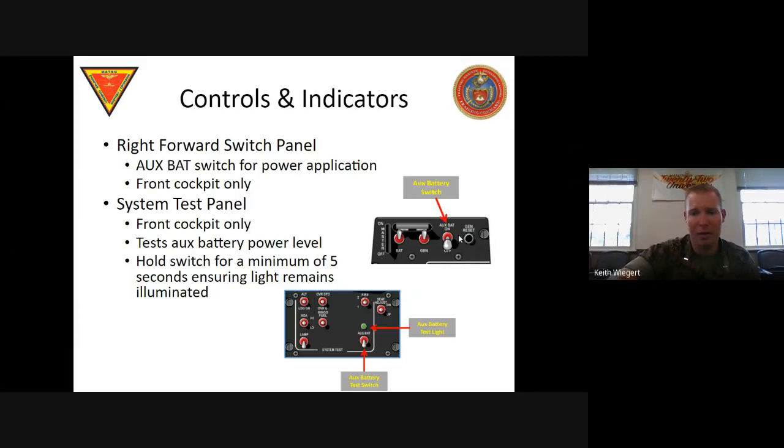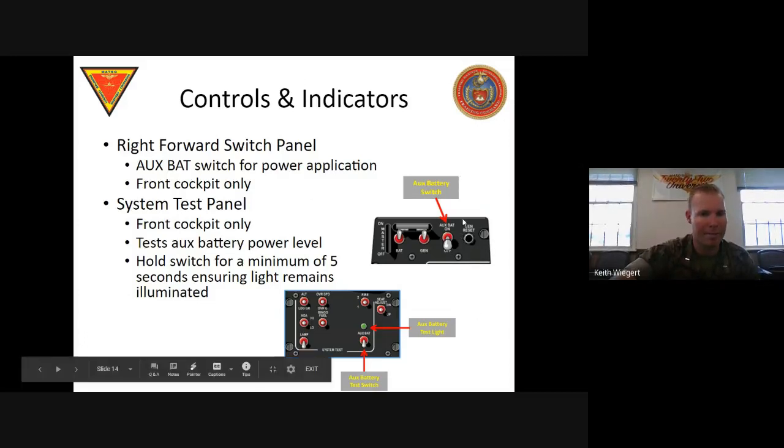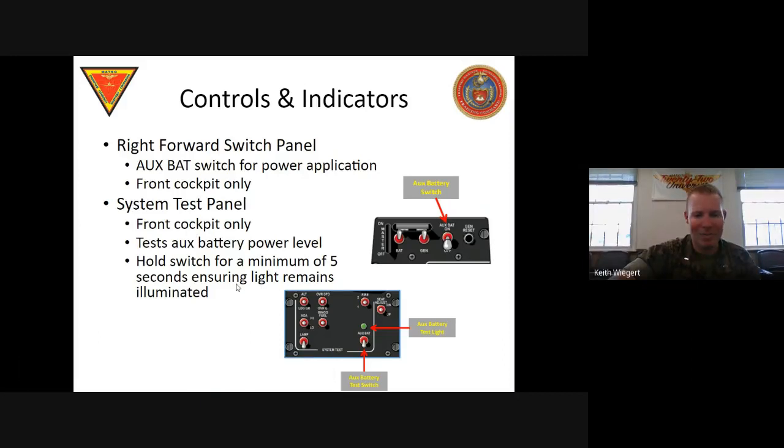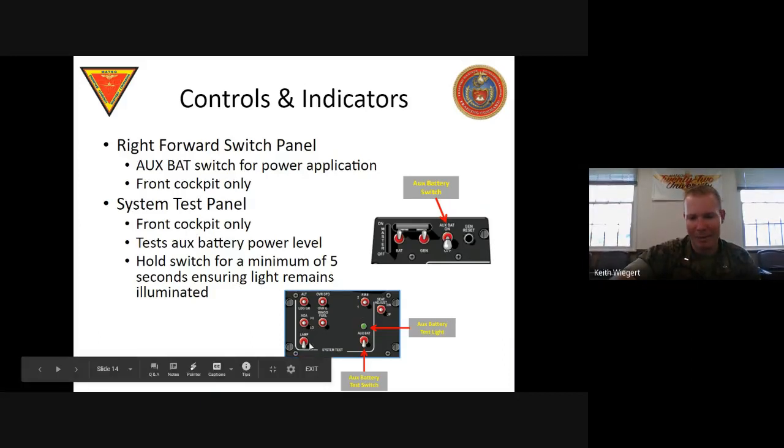All right, controls and indications. Aux-bat switch, only in the front cockpit, right? So you don't have to worry about it getting switched onto the back cockpit. It's not a magnetic switch. It's just on or off, right? And it's only in the front. Then you got your system test panel down here, right? Again, we talked about our lamp test switch earlier today.